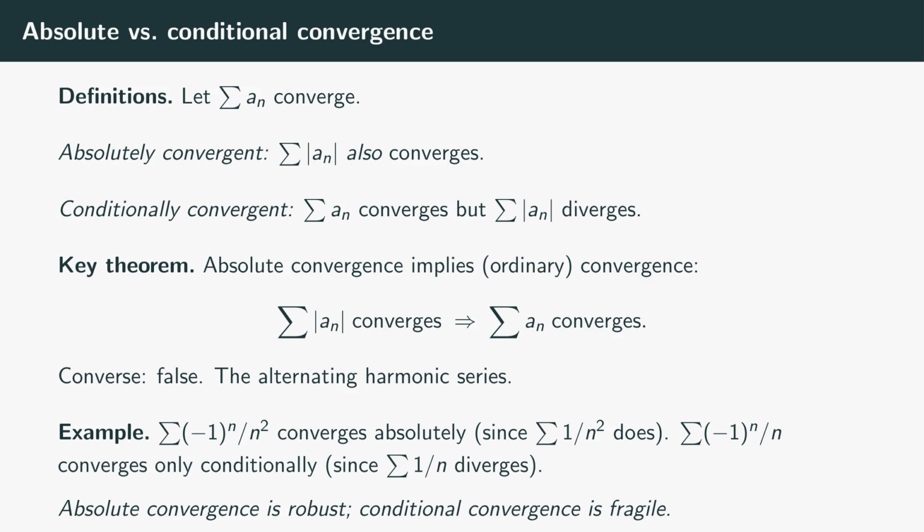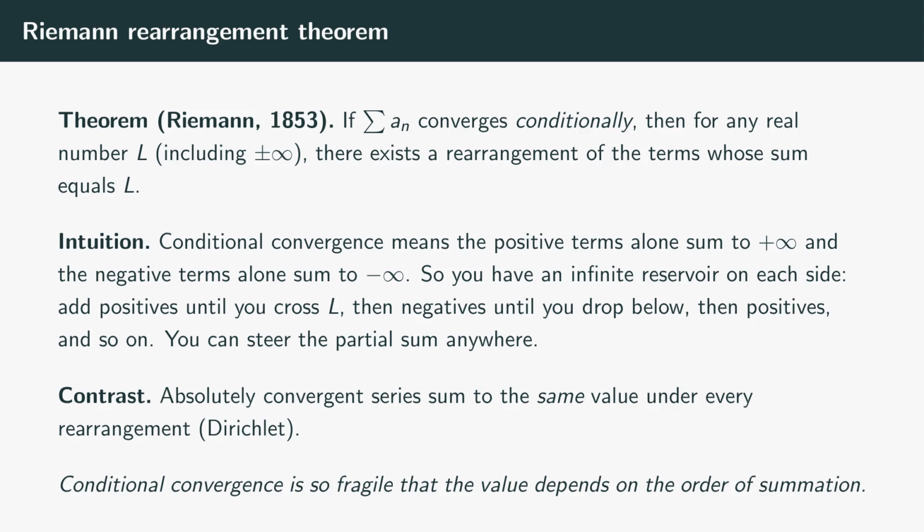Mnemonic: absolute convergence is robust. The sum is well defined regardless of how you order or sign the terms. Conditional convergence is fragile, depending entirely on delicate cancellation. The next slide makes fragile precise. Riemann's rearrangement theorem, one of the most bizarre results in elementary analysis.